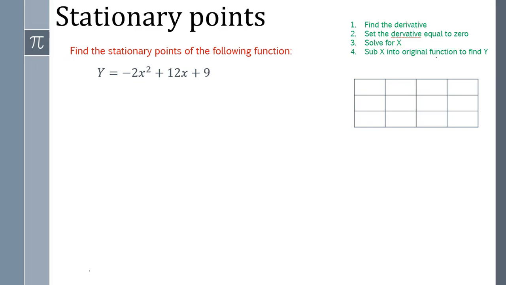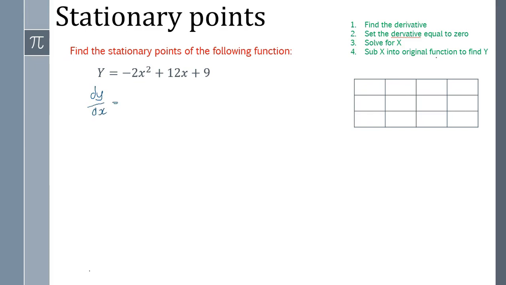So we're going to find the stationary points of the following functions. We're going to use our little steps here. We're going to find the derivative, set it equal to 0, solve for x, and then sub x into the original to find y. So step 1, find the derivative. Unless it asks you to do it with first principles, rule all the way. Unless you've got a lot of time on your hands, which I doubt any of you do.